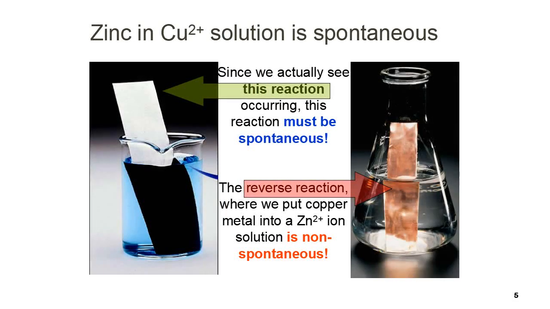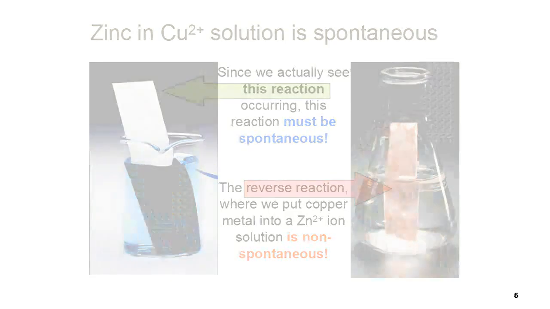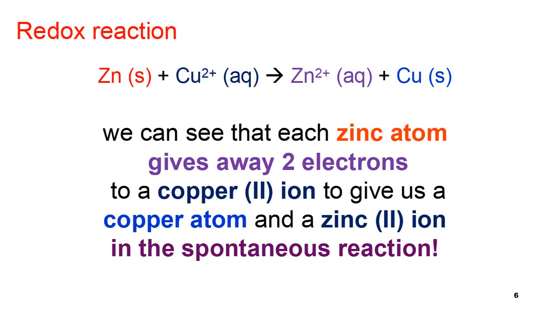Since we actually see this reaction occurring, this reaction is spontaneous. And indeed, the reverse reaction, where we put copper metal into a zinc ion solution, is non-spontaneous. In the spontaneous reaction, we can see that each zinc atom gives away 2 electrons to a copper 2 ion to give us a copper atom and a zinc 2 ion.